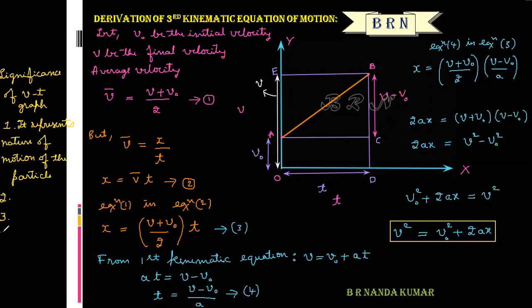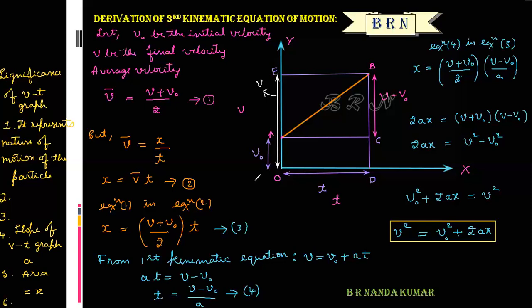So after that, slope of the VT graph represents what? Acceleration, right? So area under the VT graph represents displacement.